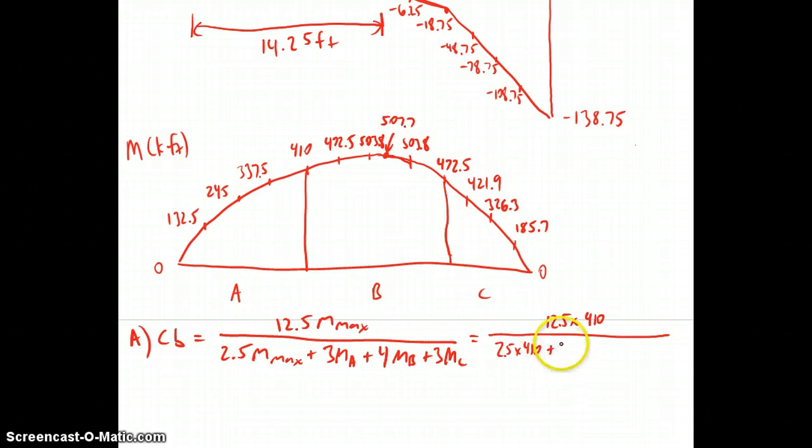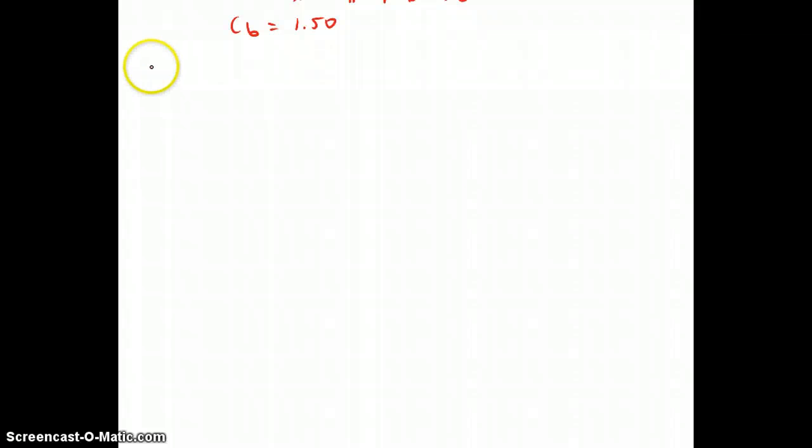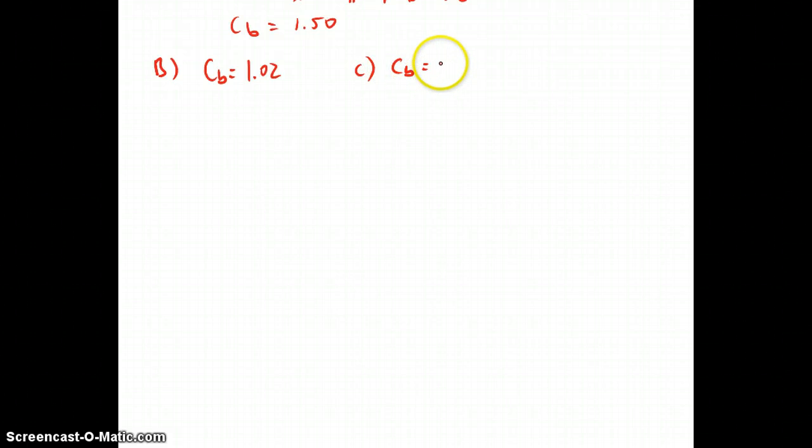2.5 times 410 plus 3 times 132.5 plus 4 times 245 plus 3 times 337.5, and we get C sub B is equal to 1.50 for segment A. You can use that same equation for segment B and find C sub B is equal to 1.02, and for segment C, C sub B is 1.37. Again, finding C sub B is crucial in order to get this design problem correct.